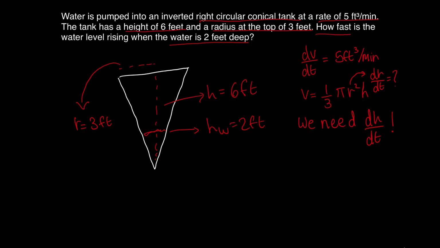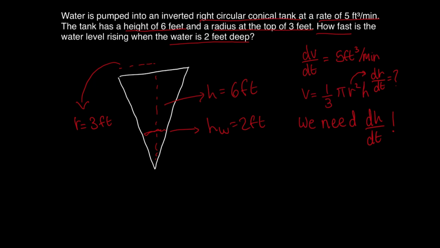So what do we do then? Before we go any further, let's make our goal clear since we have written down all our constraints. Yes, we need to find dh over dt. Why? Because it's asking us how fast the water is rising when it's at 2 feet of depth. So, since it's talking about depth and it's talking about rising, it's talking about water level, which in other words is height.